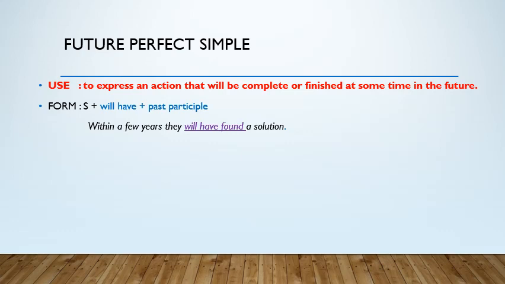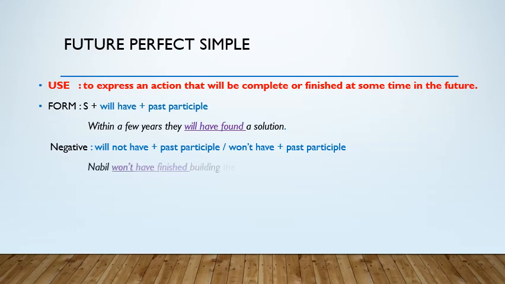Okay, so here we are using the expression within a few years. When it comes to the negative form, we just add not after will, okay, and then we continue our form, which is will not have plus past participle. So Nabil won't have finished building the roof by the end of the week.